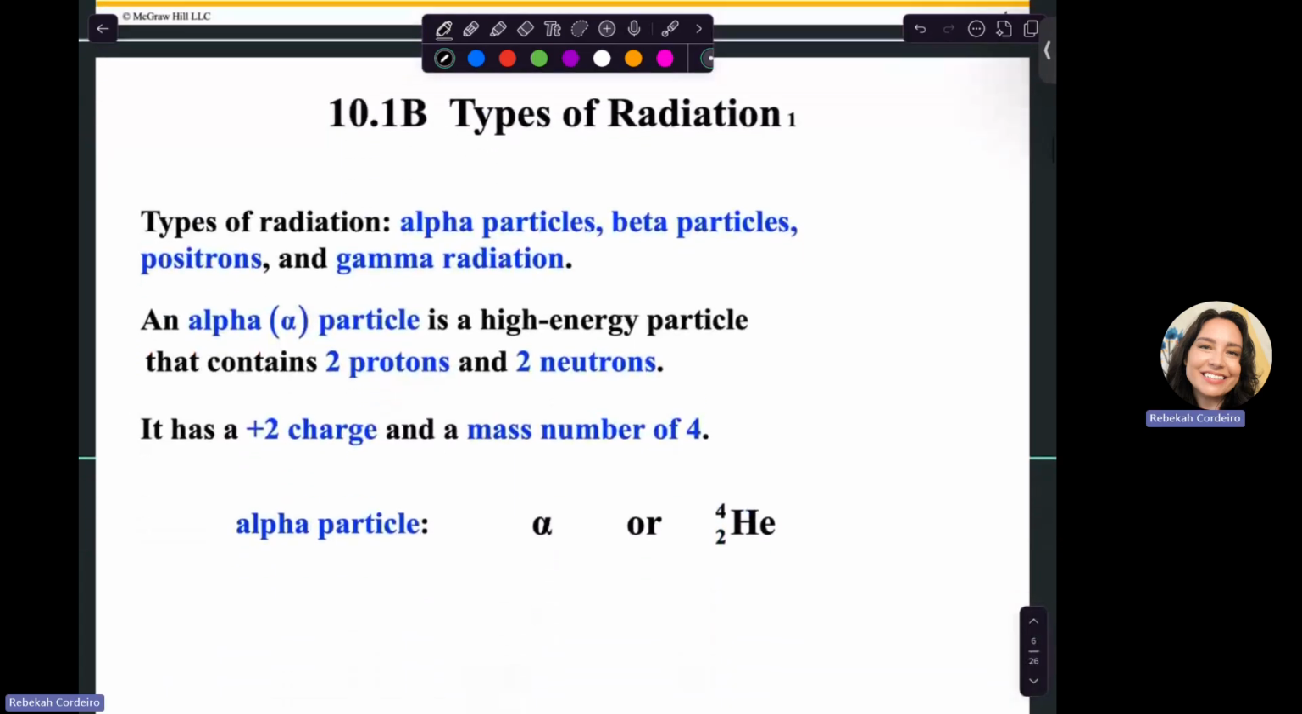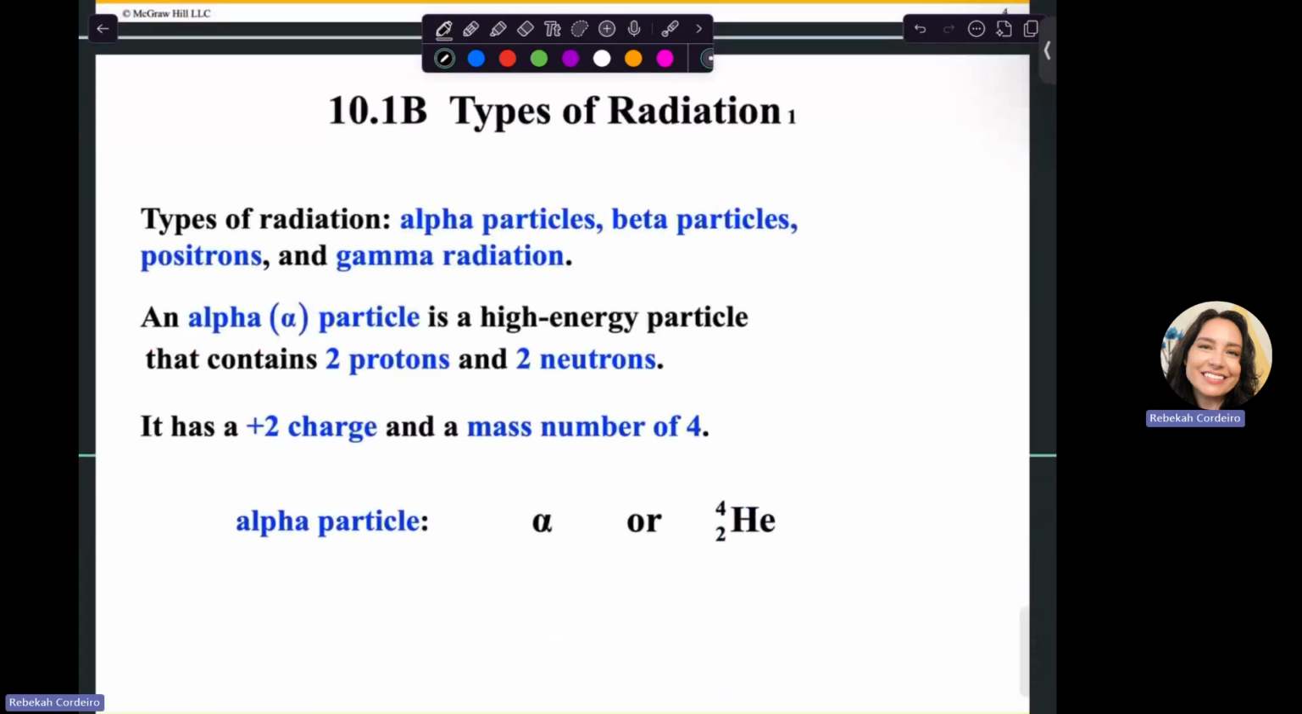There are different types of radiation: alpha particles, beta particles, positrons, and gamma. I don't really count gamma as a radiation. I mean, it is radiation, but it's really easy to deal with, so we'll talk about why that one's really easy. So there are three that you need to know: alpha, beta, and positron.